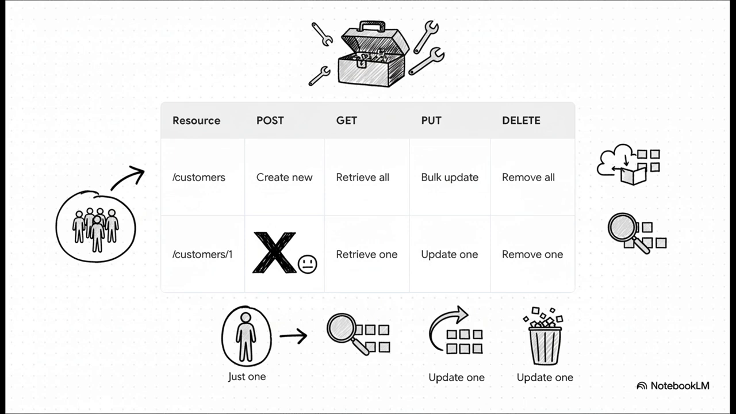So a get to /customers fetches everybody, but a get to /customer/1, that just gets you one person. You post to the collection to create something new, but trying to post to a single existing customer, well, that doesn't make sense, which is why you see error there. It's a really smart, consistent system.